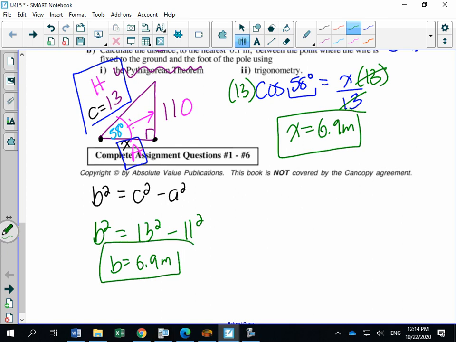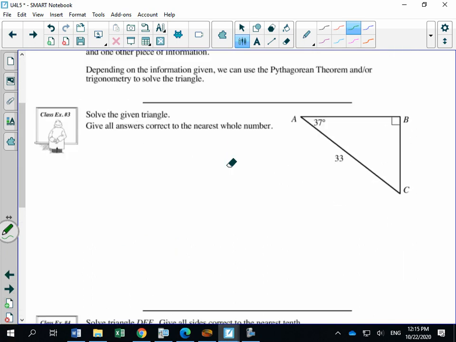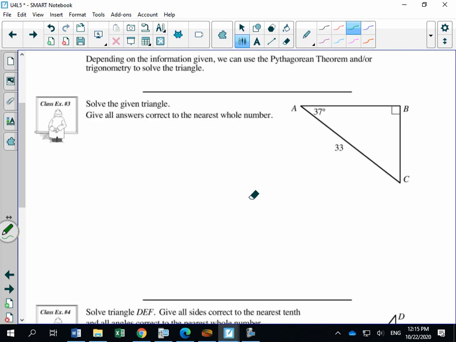So tomorrow, it really doesn't matter if you want to use Pythagoras' theorem or trig. I find that most students, when they get used to it, always use trig. In 20-1, you will never use Pythagoras' theorem. Okay, let's do the last two class examples. This is what you need to be able to do on the quiz tomorrow at the end of the day.